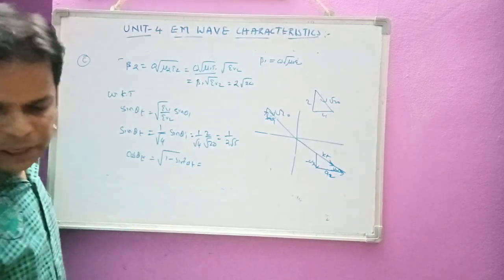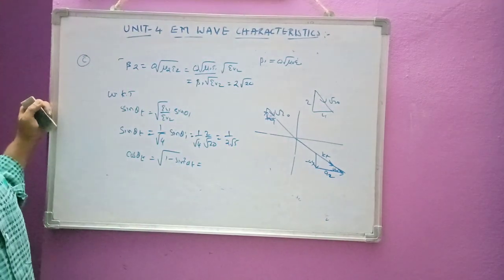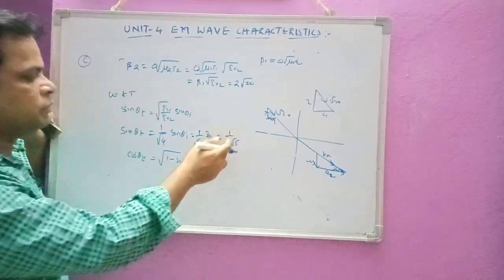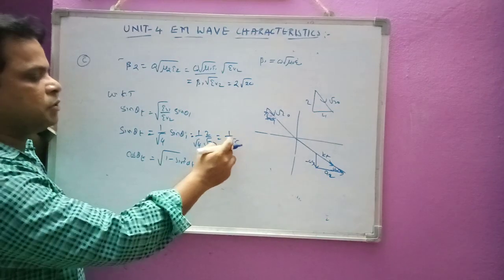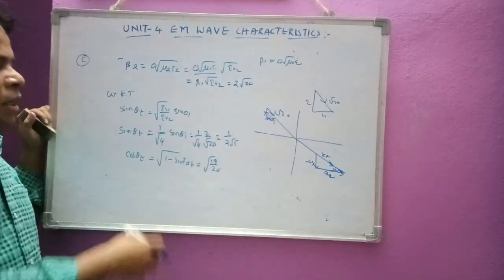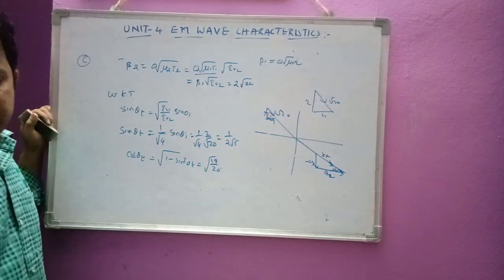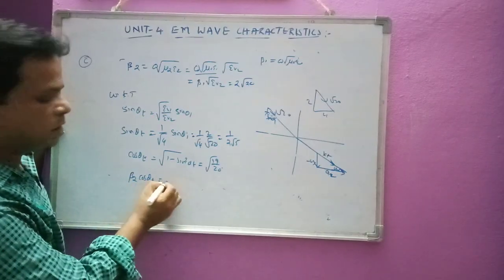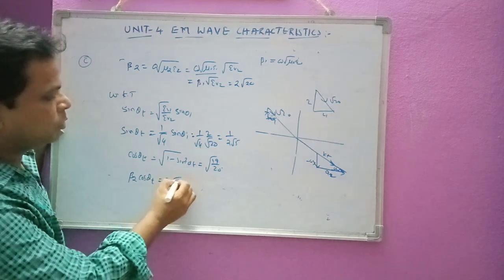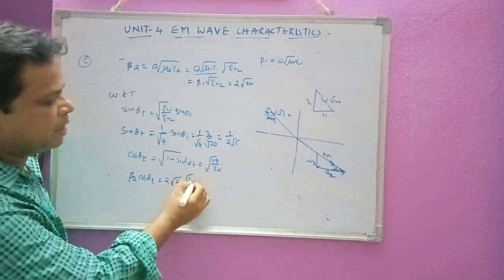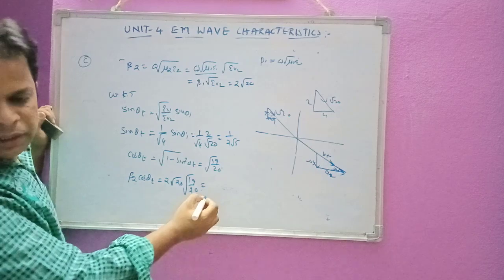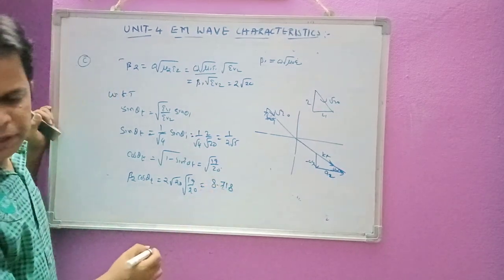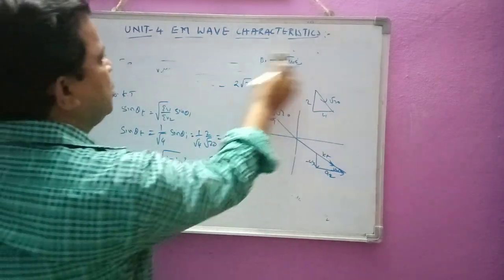I will get this value as root 19 by 20. I can write here, that is root 19 by 20. Why? Because this value is 1 by square root of this one, 4 into 5, that is 20. 20 minus 1 is 19 here. Root 19 by 20. Now beta 2 cos theta t will be equivalent to 2 into root 20 into square root of 19 by 20. I can get here, so this will be equivalent to 8.718 here. Similarly, now I can write the final value of ET here.